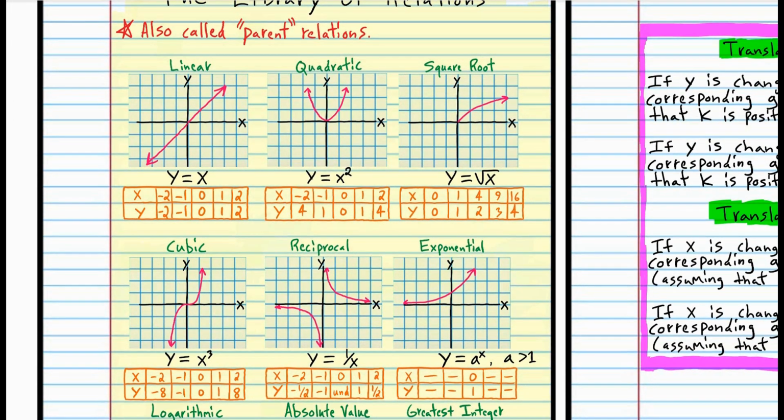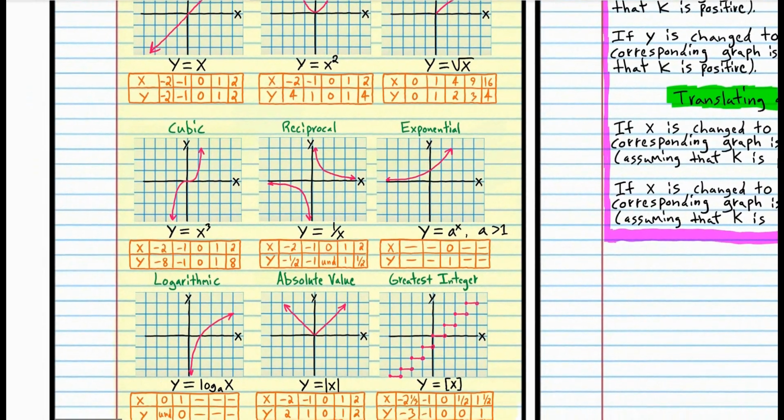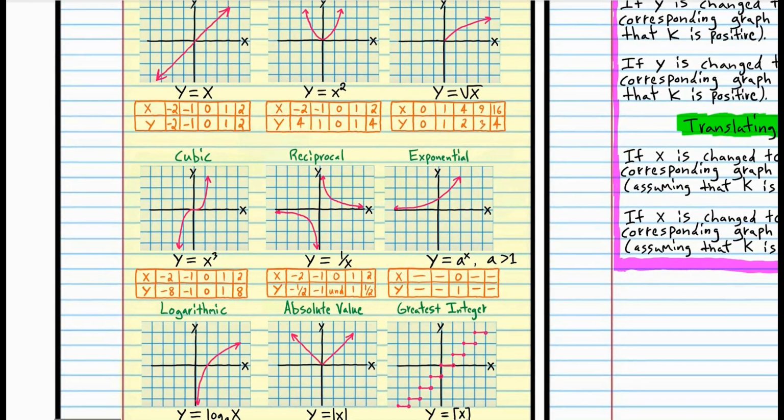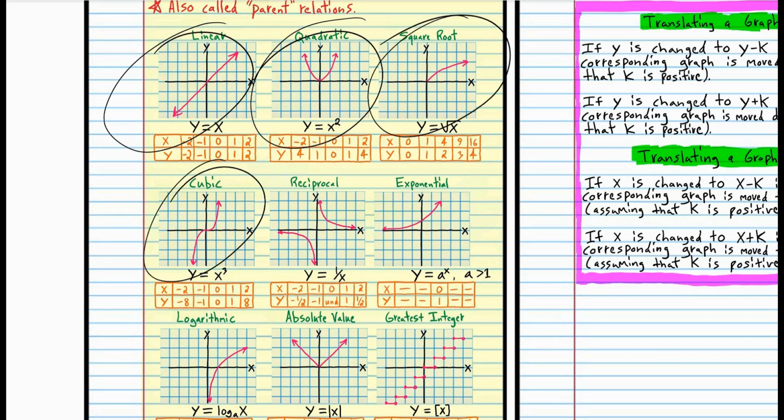There's the cubic relationship, y equals x cubed. That's what that looks like. And we're going to learn these other relationships in the next class. So we're going to cover the linear relationship, quadratic, square root, cubic, and the absolute value relationship. We're going to leave the reciprocal, exponential, logarithmic, and greatest integer for probably the next class.